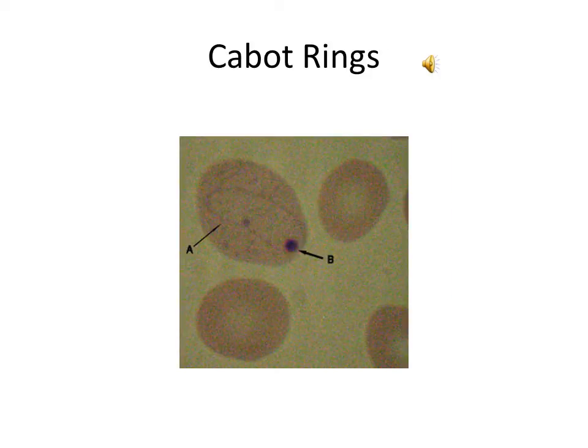While this Cabot ring looks more circular than figure 8, this is a Cabot ring. You should also notice heavy basophilic stippling, and what's noted as B on this slide is the Howell-Jolly body. Cabot rings are found in megaloblastic anemias, thalassemia syndromes that are homozygous, and post-splenectomy.